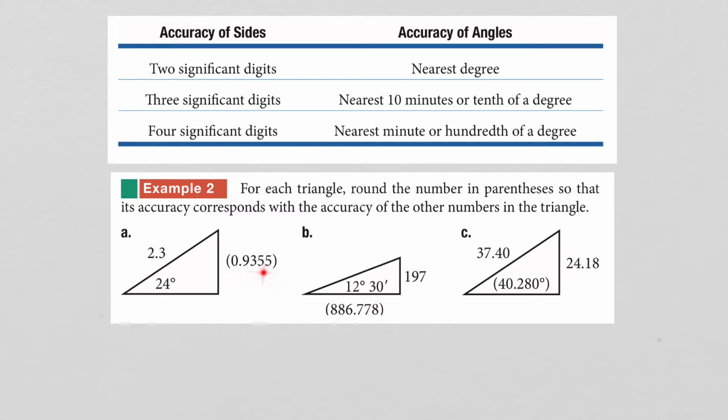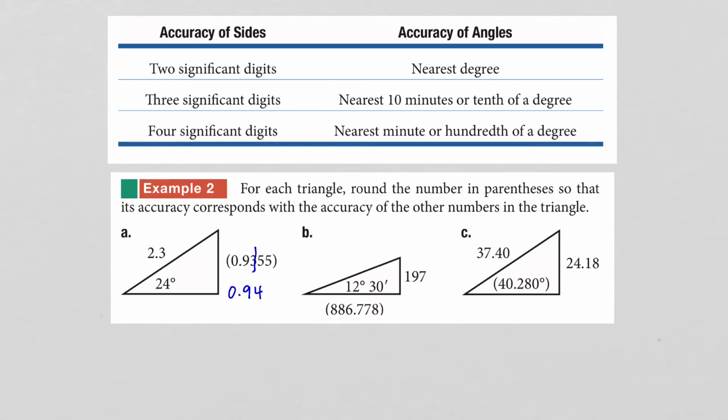So now we need to correct the measurement of this side. This side should also be measured to 2 significant digits. Right now, this number has 4 significant digits. So if we make it 2 significant digits, we're going to cut off that number at the second decimal place. And if we round that, we get 0.94.